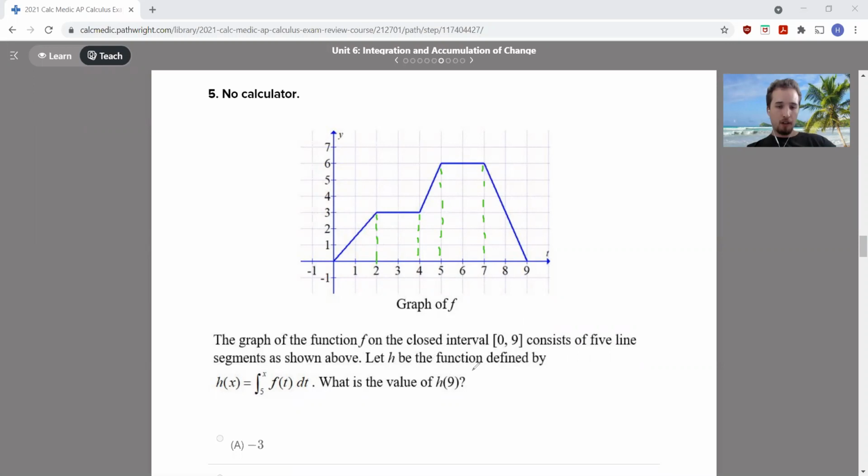Let h be the function defined by. Okay, so they want the value of h of 9. Well, let's plug in this h of x. So for h of 9, they want you to plug in 9 for x. Okay, well, this is pretty simple. The x is right here. So you just go 9 to 5, or 5 to 9.